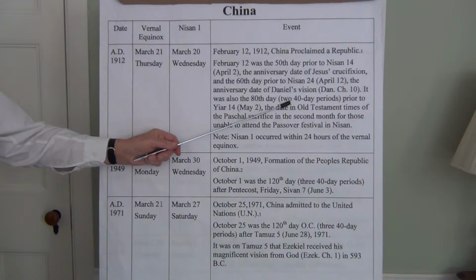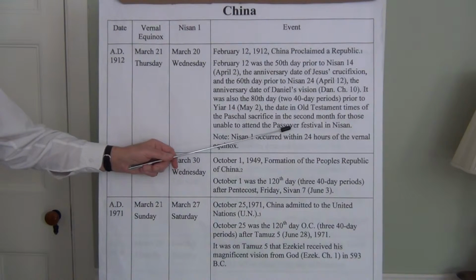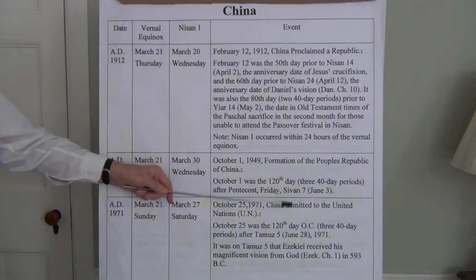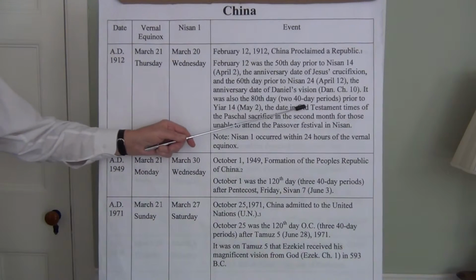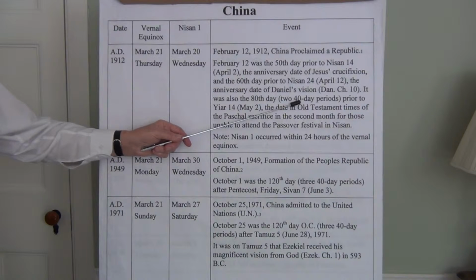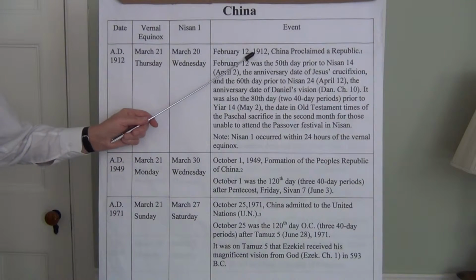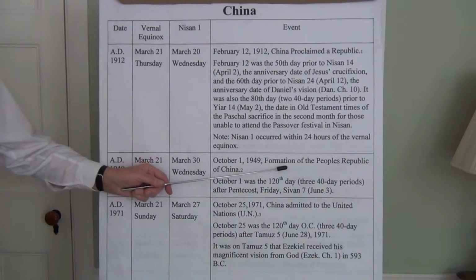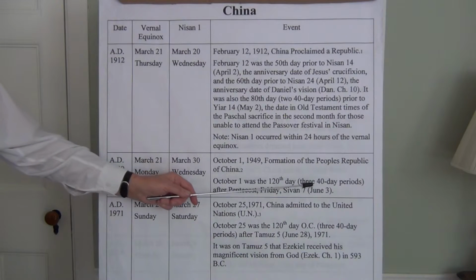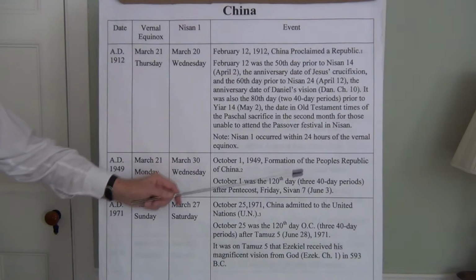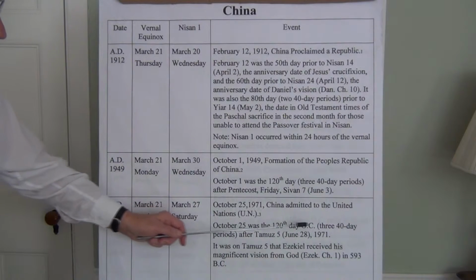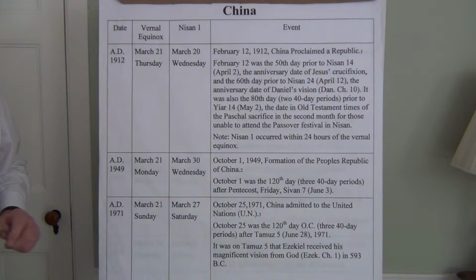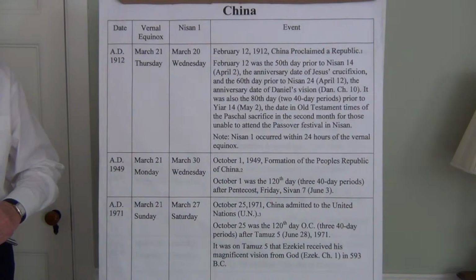Because of time constraints, I cannot deal with all of the information in this chart in all 3 sections. So I'm going to concentrate mainly on the 40-day periods. As I've indicated, 40-day periods show God's involvement in history. This event, China proclaimed a republic, was 2 40-day periods. Formation of the People's Republic of China, 3 40-day periods. And China admitted to the United Nations, 3 40-day periods. In each one of these events, God was involved in present-day history.